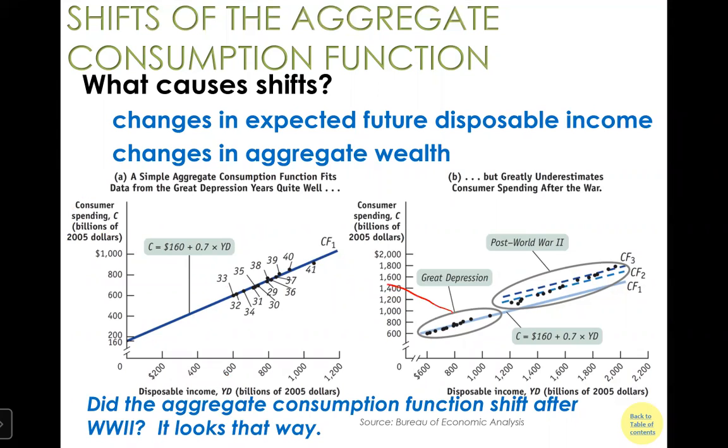So this part refers to the data here. Now what happened here? So this is post-World War II. And by comparing post-World War II with the Great Depression, there are a couple of things we notice. Number one, this dot, you probably approximate with a line above this line. That just means during the post-World War II, the aggregate consumption increased.